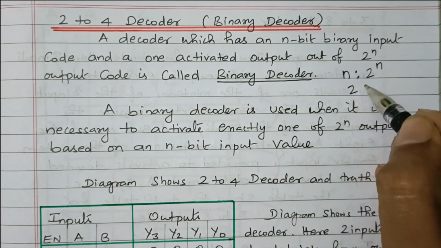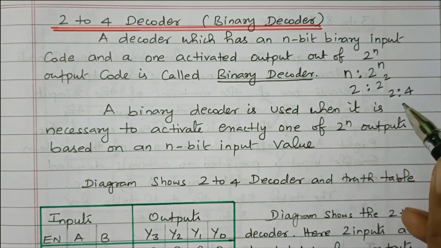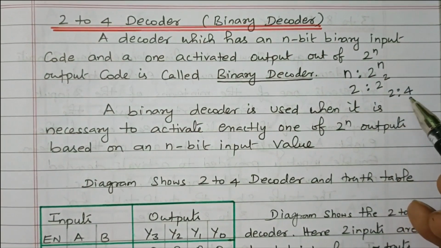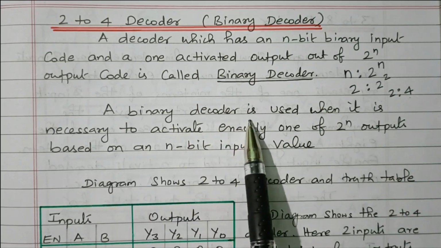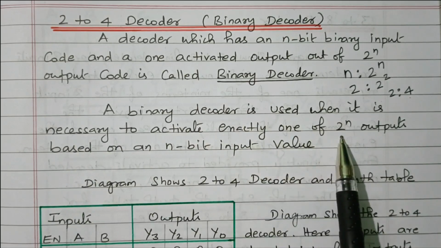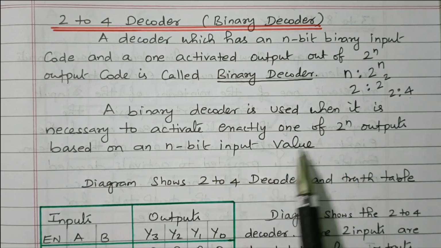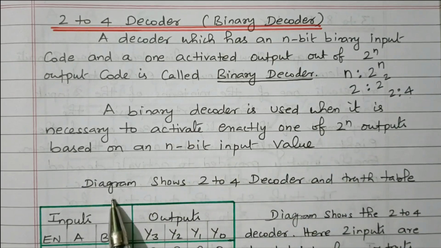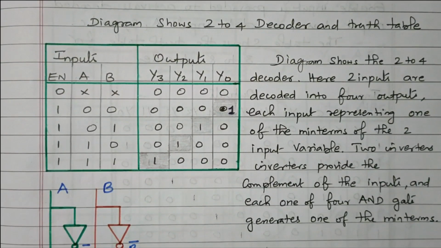Here n equals 2, so 2 to the power 2 is 4, that is 2 to 4. We are having 2 possible inputs and 4 possible outputs. Right, now we'll see the detail. A binary decoder is used when it is necessary to activate exactly one of the 2 to the power n outputs based on the n-bit input value, right? 2 to the power n outputs and n bits. The diagram shows the 2 to 4 decoder and truth table. First we will see the truth table of 2 to 4 decoder, right?